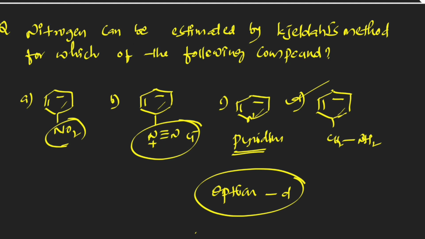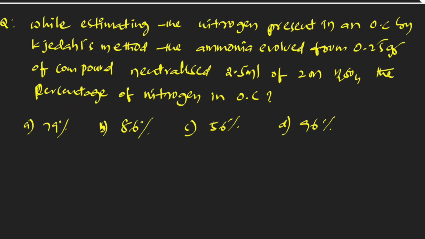Have a look at the next question. While estimating the nitrogen present in an organic compound by Kjeldahls method, the ammonia evolved from about 0.25 grams of compound neutralized 2.5 ml of 2 molar sulfuric acid. Find the percentage of nitrogen in the organic compound.